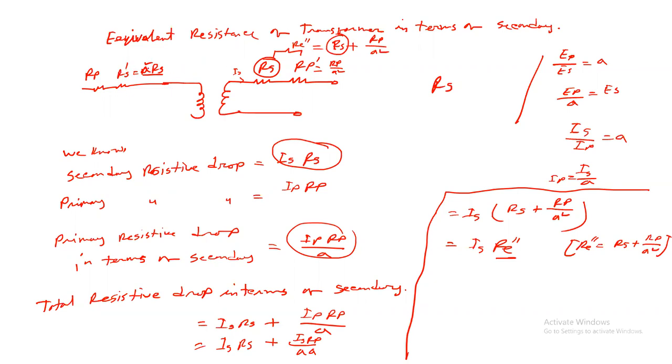If it is in terms of secondary, then it must be the ratio squared: RS prime is equal to A square RS. This is RS and this is RS prime, not the same. Ratio square into RS gives RS prime. And also RP prime is equal to RP by A square. RP prime and RP are not the same.